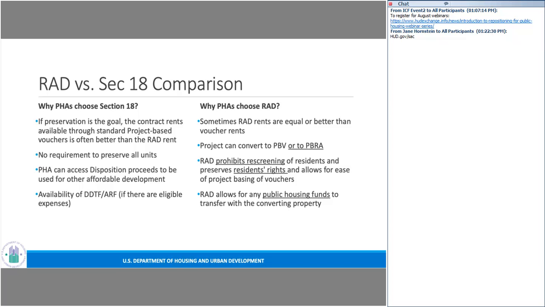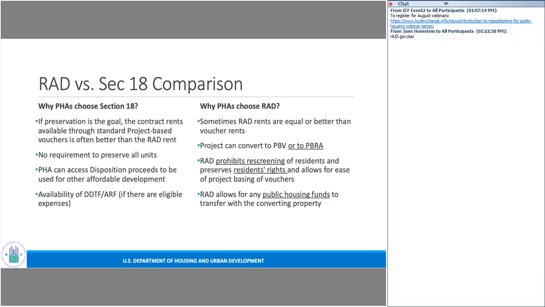Second, the project could convert not only to project-based vouchers, but also to project-based rental assistance. So we know a lot of the very small housing authorities do not have a voucher program. They might find it challenging to find a partner to administer the project-based vouchers. Well, under the project-based rental assistance program, again, the contract is directly with HUD. So the PHA does not need to find a different administrator. HUD will be on the other side of the contract and be making payments directly to the owner.